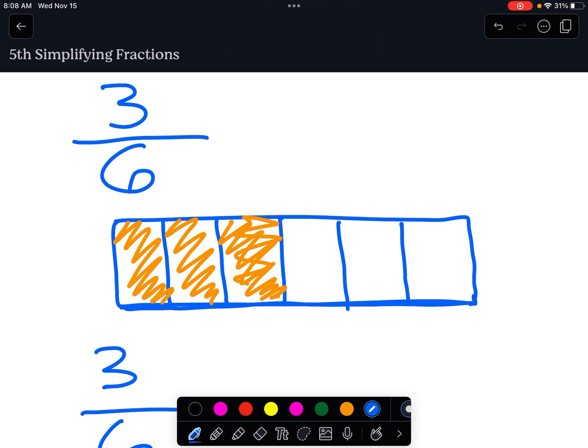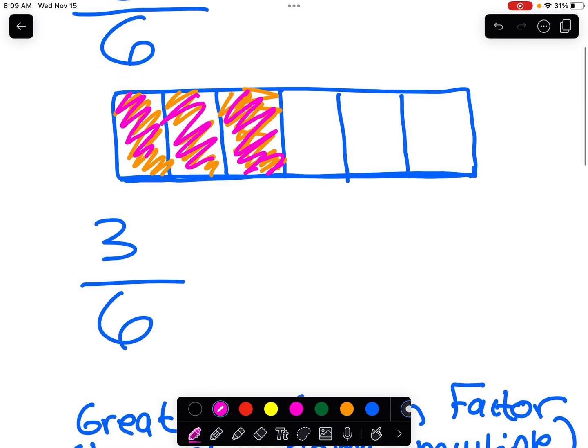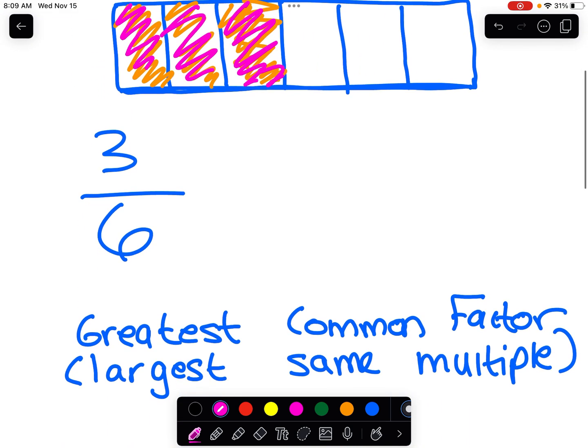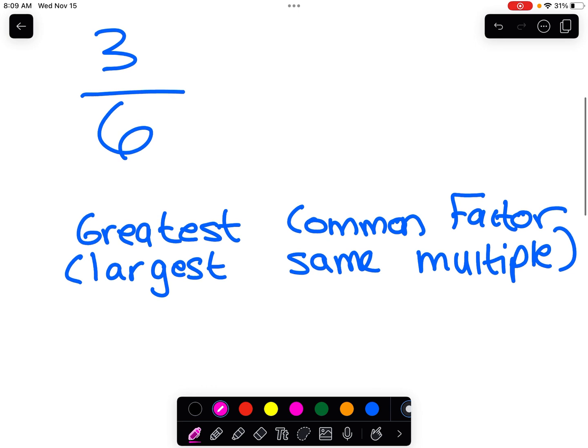Today we're talking about simplifying fractions. Here I have the fraction 3/6. As you can see, I have 6 pieces here. Let's pretend that they are perfectly equal. I've shaded in 3, so we've got 3/6, right?